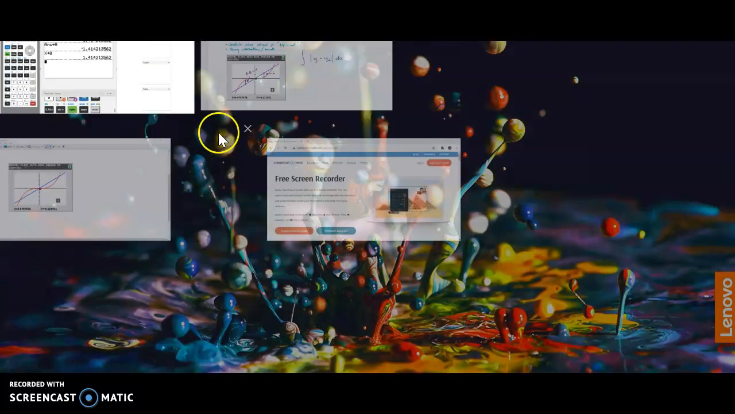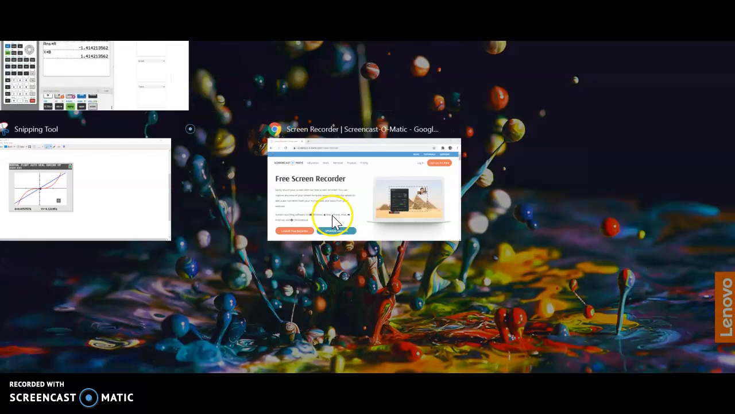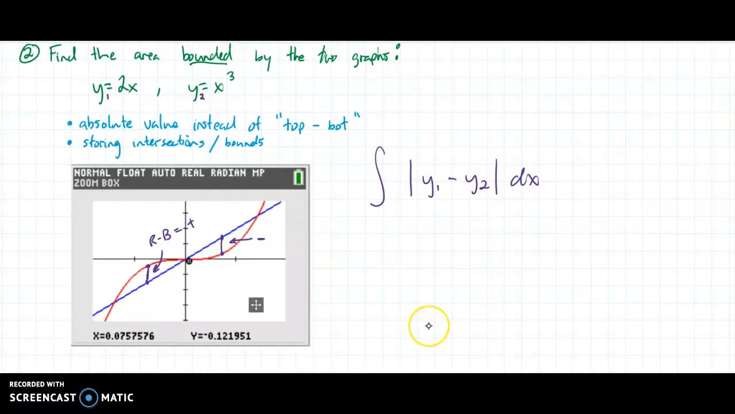So let me flip back to here. What do I want to do? I want to use A and I want to use B. If this was an FRQ on the AP, I would want to identify what those are. But for now, we're just going to go ahead and write A and B.